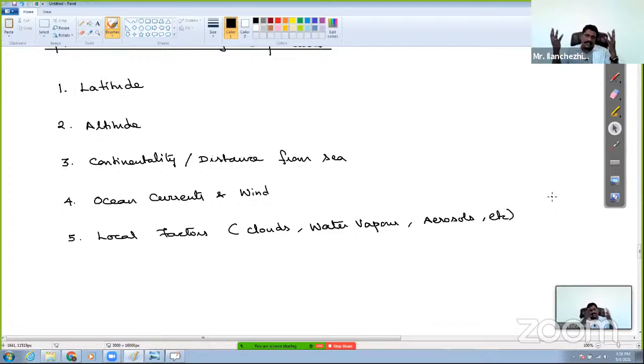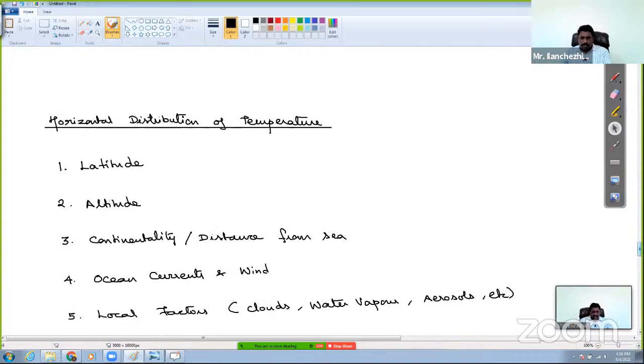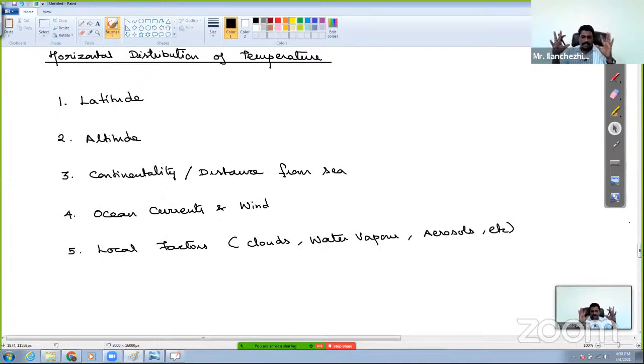Sometimes all of a sudden I'll be having cloudy days, am I right? The more the cloud, the more insolation will be reflected. If water vapor, humidity is more, certainly it is going to affect the temperature, am I right? When I talk about aerosol, if supply is high in the atmosphere, it is going to affect the temperature. So these are some of the factors which are going to affect the temperature of a particular place, the horizontal distribution of temperature. Correct? So only thing is that we have to discuss one by one, my friend.